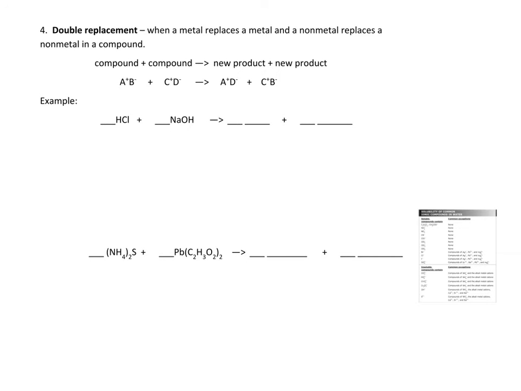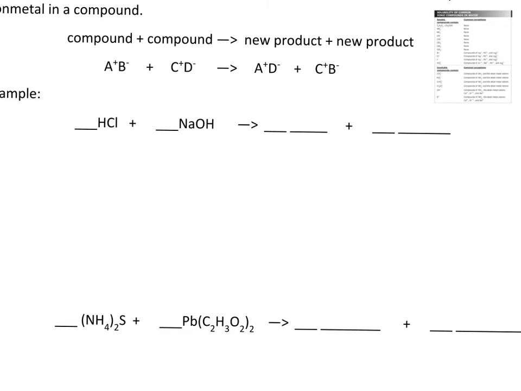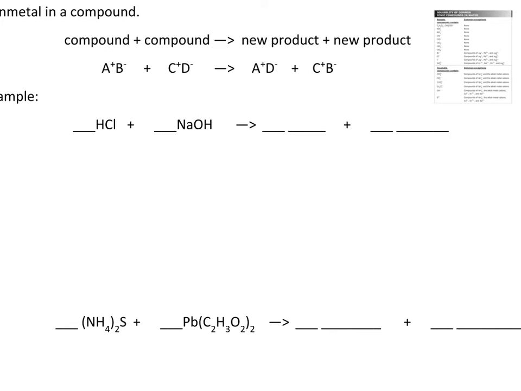So let's go ahead and take a look at this example here. All right, so this example is hydrochloric acid and sodium hydroxide. Hydrogen is the positive, chlorine is the negative in hydrochloric acid, and then sodium is the positive and hydroxide is the negative for sodium hydroxide. So those two positives are going to switch, so you get NaCl, sodium chloride, and HOH, which you can also write as H2O.